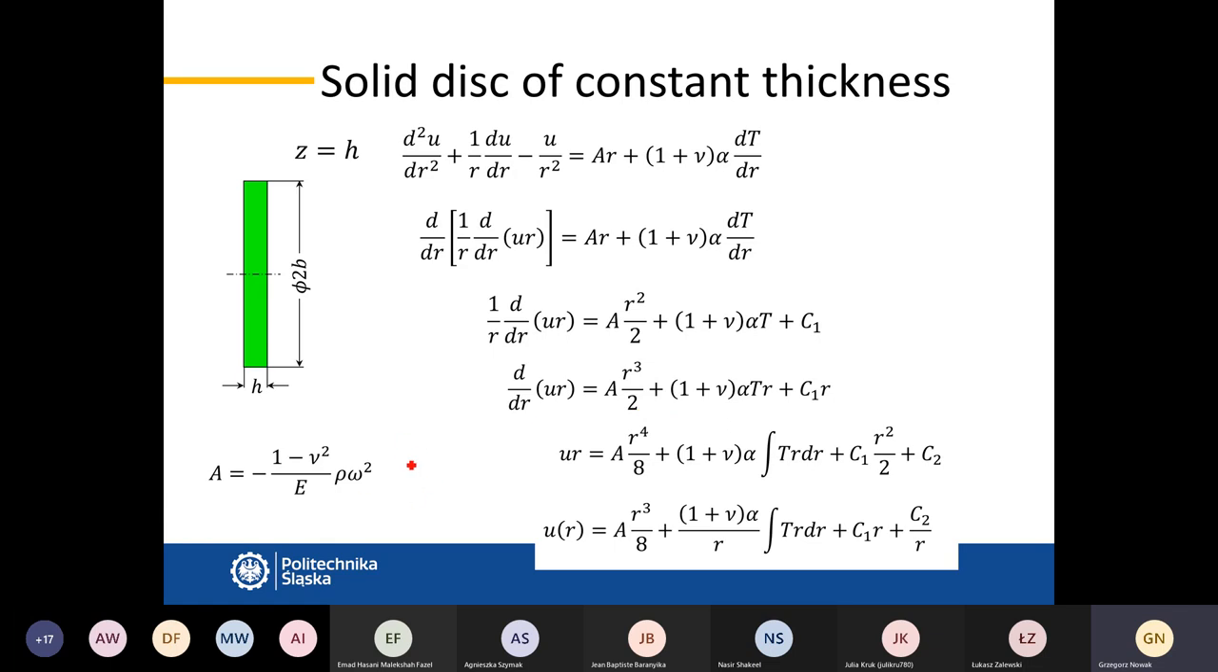And u as a function of r, so this is u times r, and this is u as a function of r. So if we cancel by r, we'll obtain only u, and this is very similar here. A r to the third power of 8 plus (1 plus nu) times alpha divided by r integral of the temperature distribution. And here are two factors connected with a constant of integration.